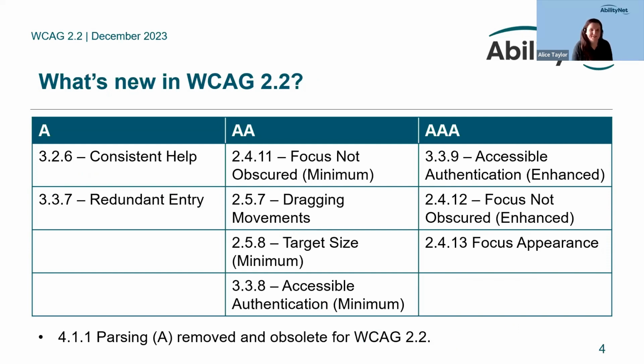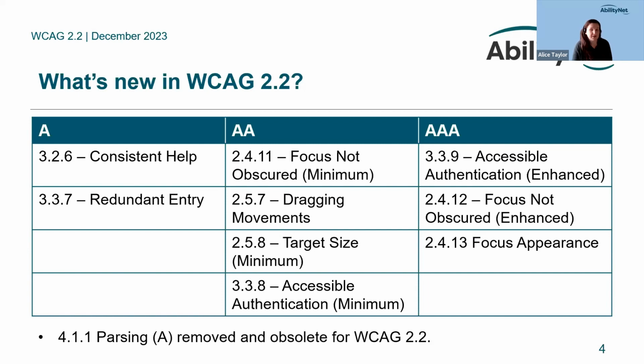So what's actually new in 2.2? So we can see that there's 2 new A level success criteria. We've got 4 new AA success criteria and 3 new AAA success criteria. As I just mentioned, parsing was removed, and this is because there are advancements in standards and technology, including things like HTML, browsers and assistive technology. So what this has meant is that any issues that would fail the parsing requirement would also fail other criteria. So for example, 1.3.1 info and relationships and 4.1.2 name role value.